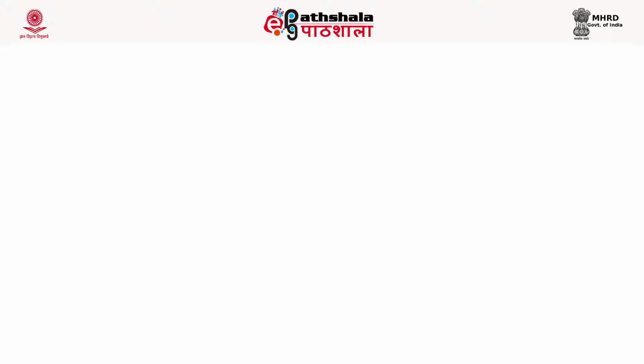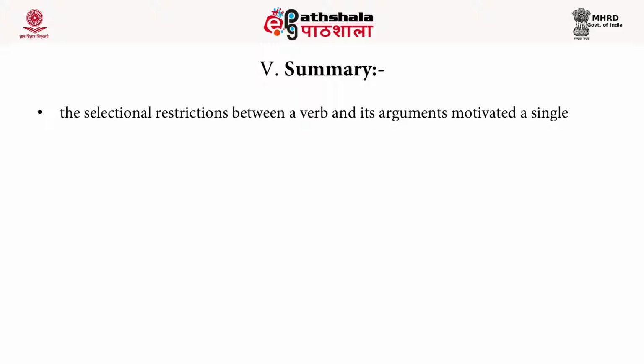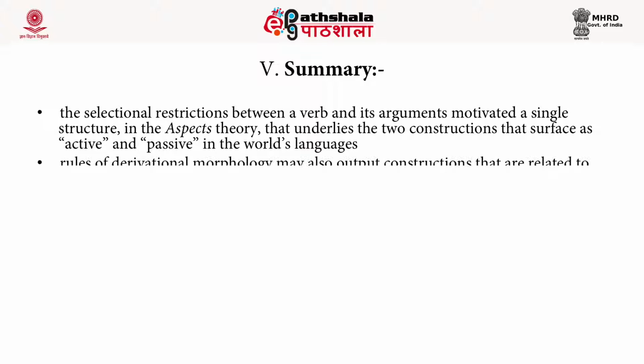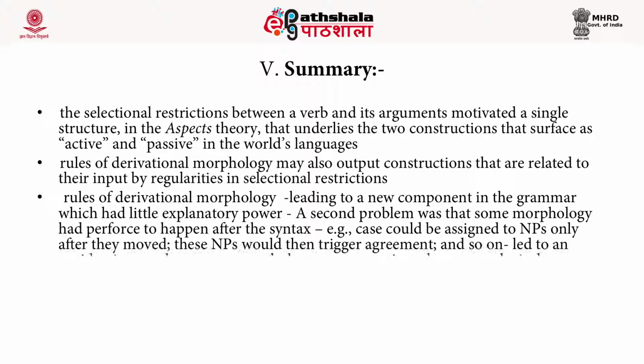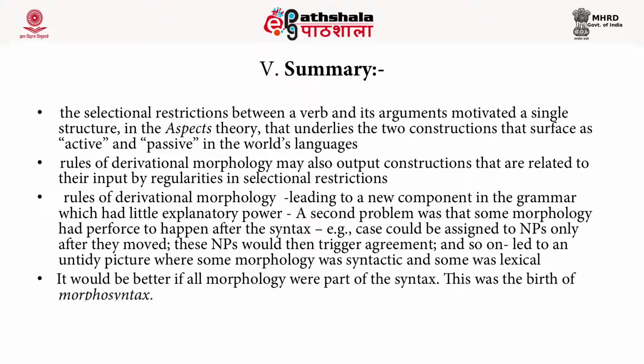To summarize what we have been looking at in this module, there are selectional restrictions between a verb and its arguments which can be motivated by a single structure in the UTAH theory. The two constructions that surface as active and passive in the world's languages have this selectional regularity intertwining them. Rules of derivational morphology may also output constructions that are related to their input by such selectional regularities. The rules of derivational morphology, however, lead to a new component in the grammar which had little explanatory power.